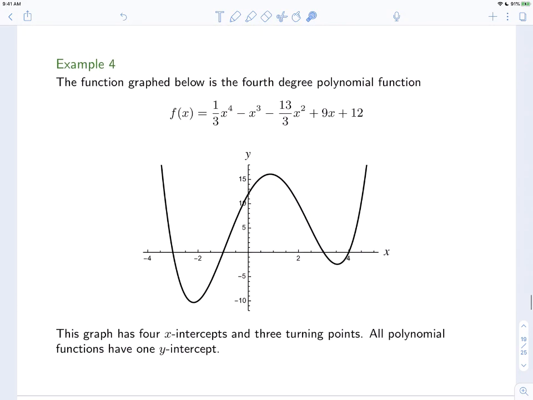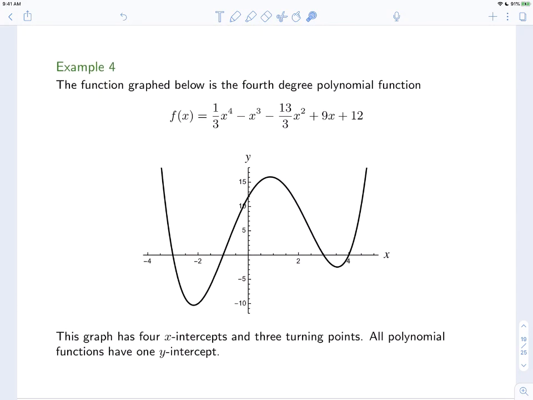Let's look at an example. The function graphed below is the fourth degree polynomial function f of x equals 1/3 x to the fourth minus x cubed minus 13 over 3 x squared plus 9x plus 12. This is a degree 4 polynomial. That's the leading term. Since k is positive, 1/3 is positive, as x goes to the right, you're increasing without bound, and as x goes to the left, you're increasing without bound.